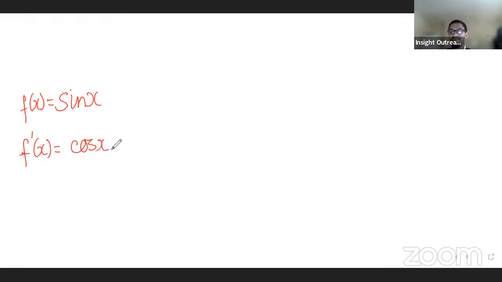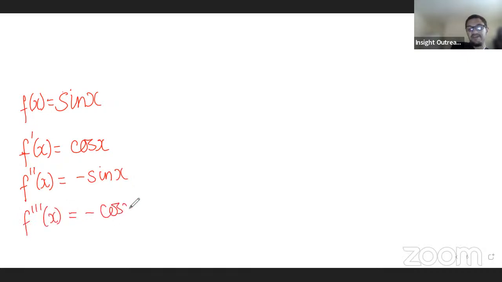Cosine of x. And then this differentiates to negative sine of x. And then this differentiates to negative cosine of x. And then this goes back in circles. This goes back to sine of x at the fourth derivative. 1, 2, 3, 4, let me put IV. So sine of x differentiates to these.